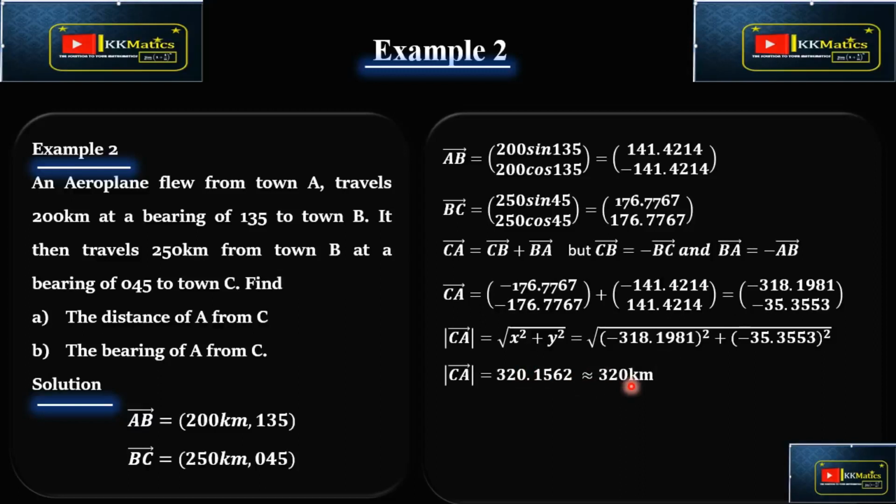However, depending on the question here, the question never stated for us to leave our answer in three significant figures. It never stated that, so we can leave our answer in this form.